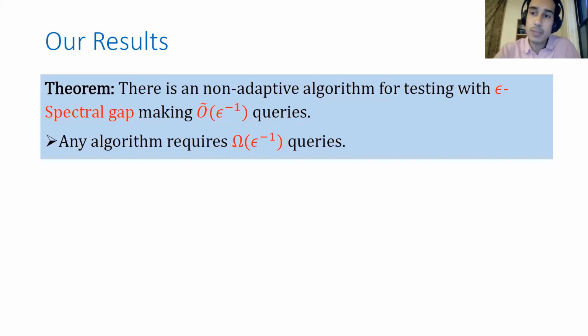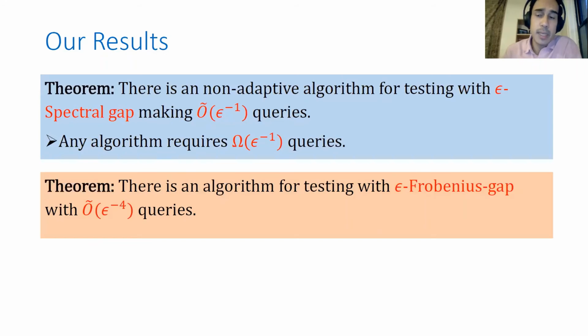And this lower bound holds even for adaptive algorithms, which could choose what the next query to sample is, whereas all of our algorithms are non-adaptive. They fix the queries in advance of seeing any entries. So in other words, we characterize the query complexity of testing with spectral norm gap up to log 1 over epsilon factors. So now we can move on to the Frobenius gap.